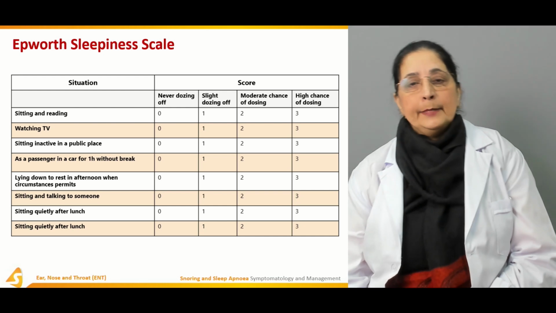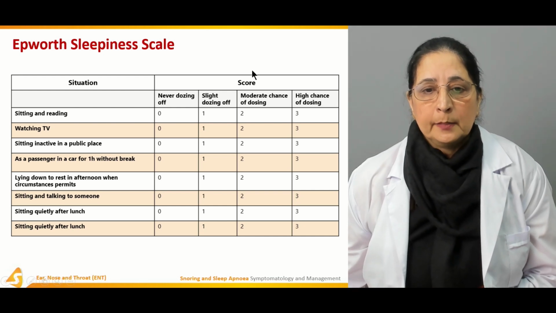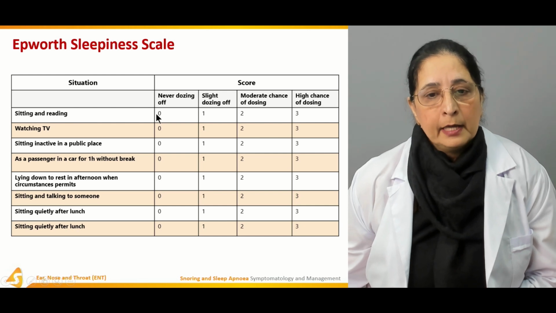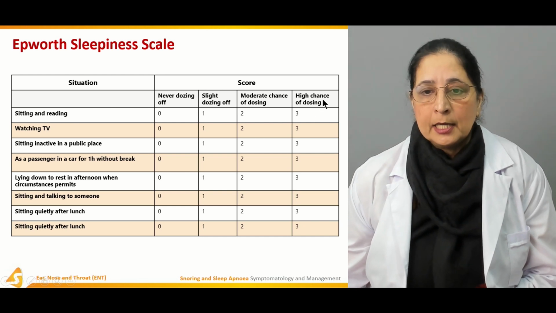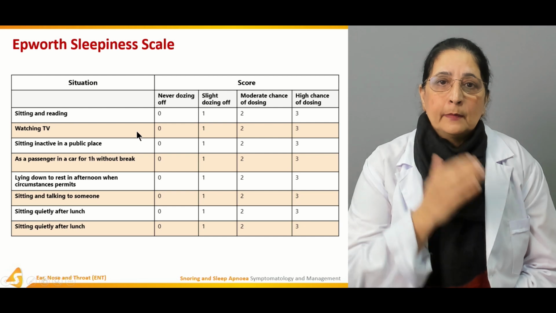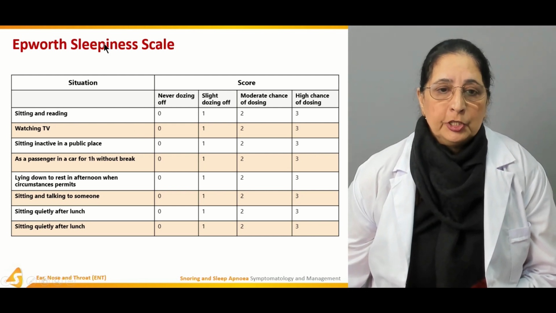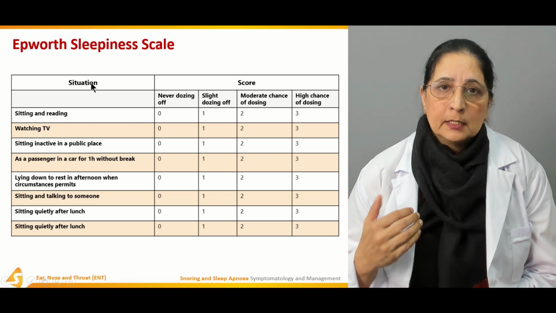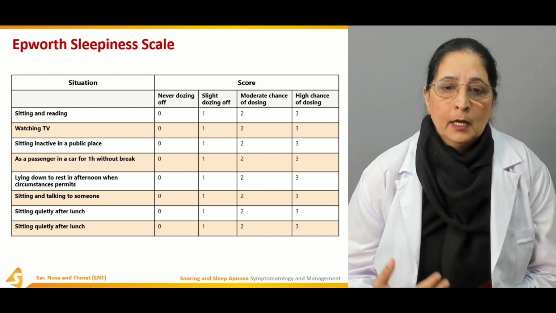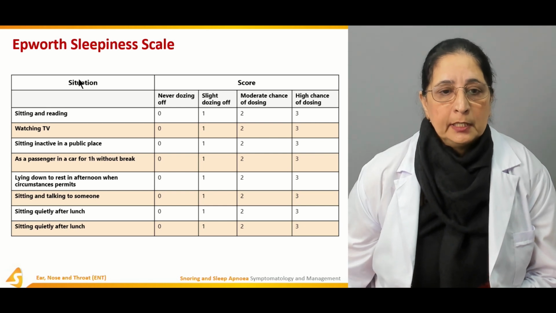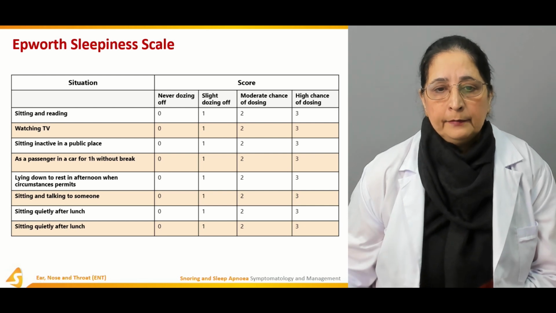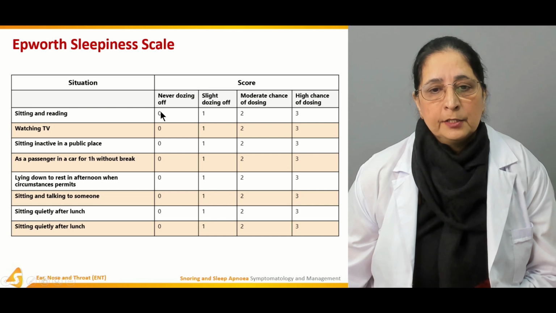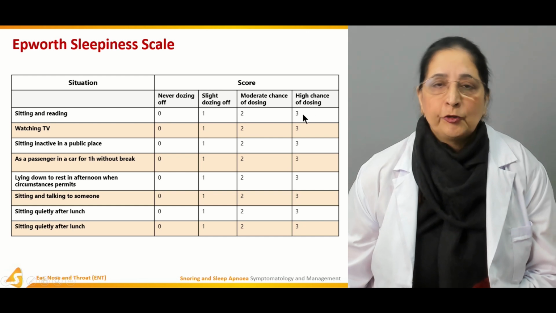Next, the Epworth sleepiness scale. In this, you ask the person if they have never dozing off, slight dozing off, moderate chance of dozing, or high chance of dozing, and the score is from 0 to 3. For different situations, make sure you ask the person if they ever doze in them. Sitting and reading: if they say no, never dozing, 0; slight is 1; then moderate 2 and high 3.